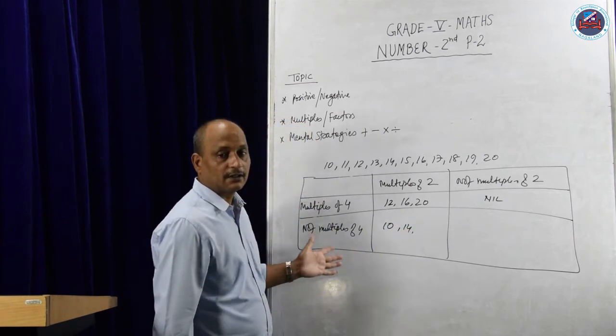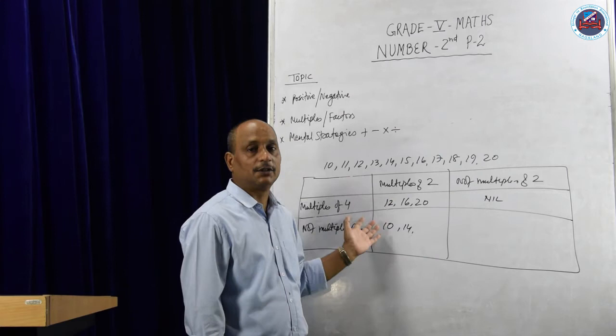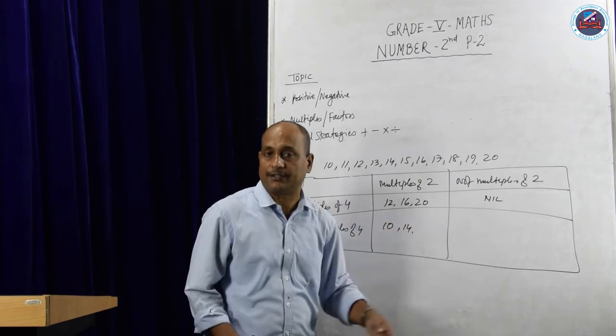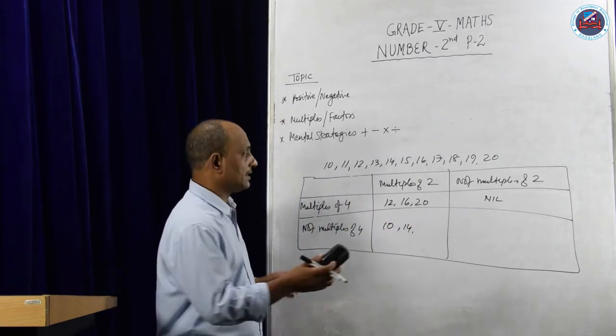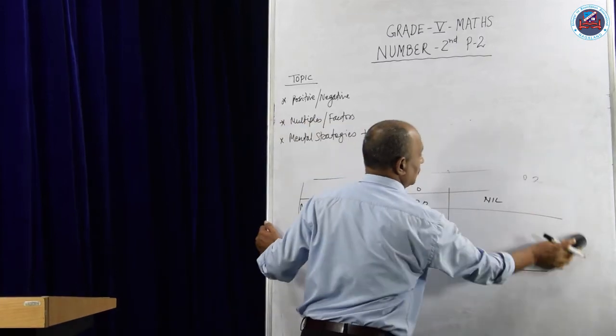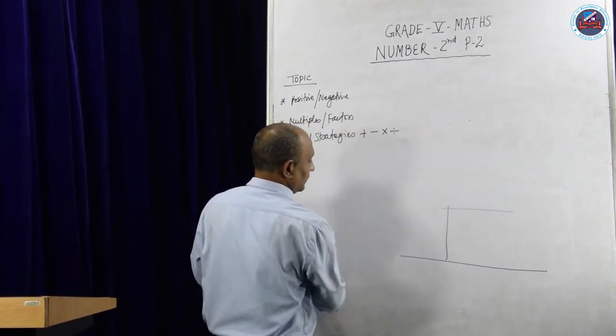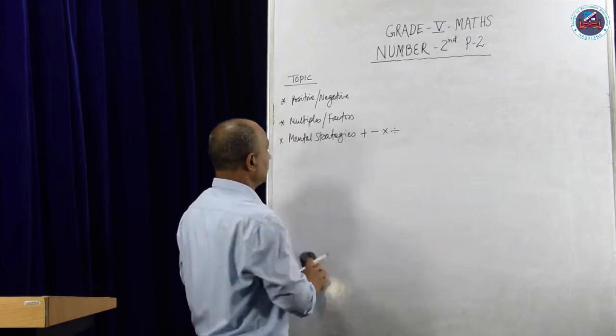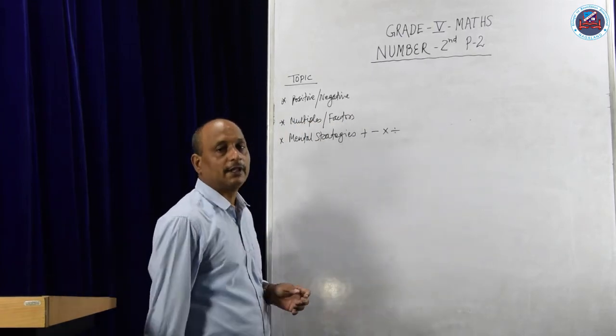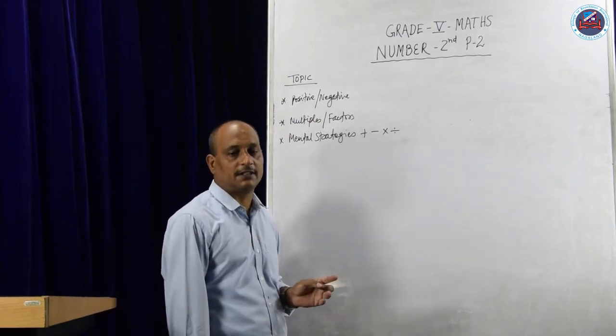So in this way, with this Carroll diagram, you have to think and you have to fill it up by yourself. You have to practice. It needs practice and you can do it. Now let us go for the last topic, that is mental strategy for addition, subtraction, multiplication and division.